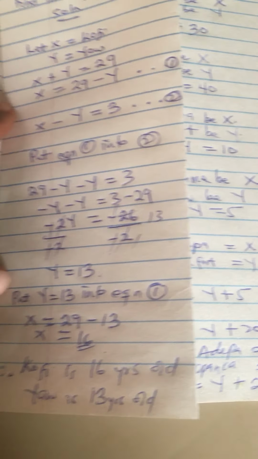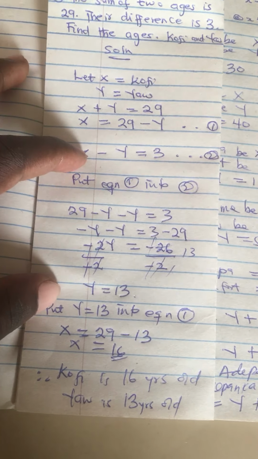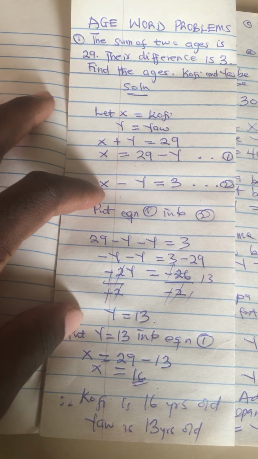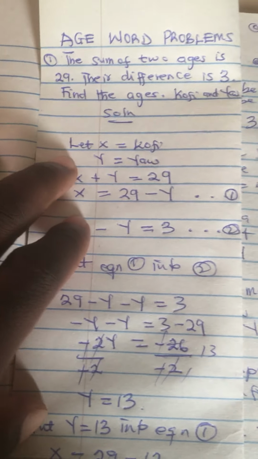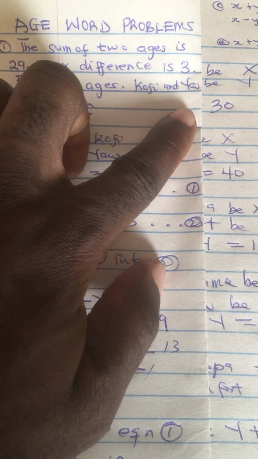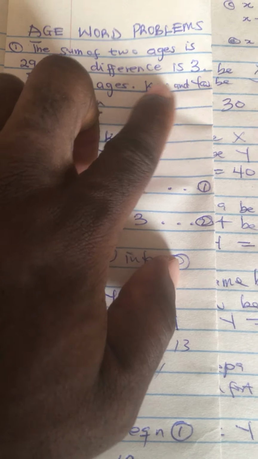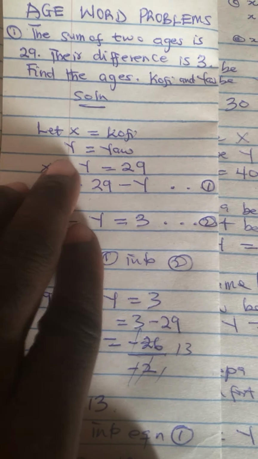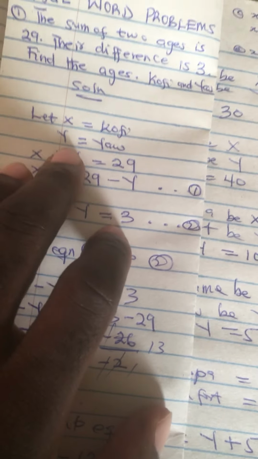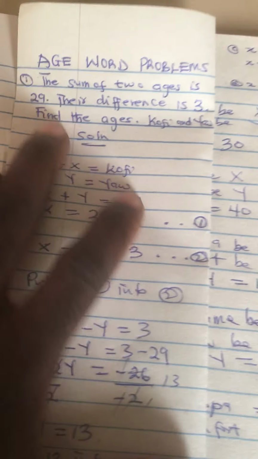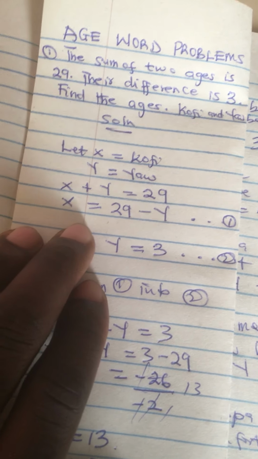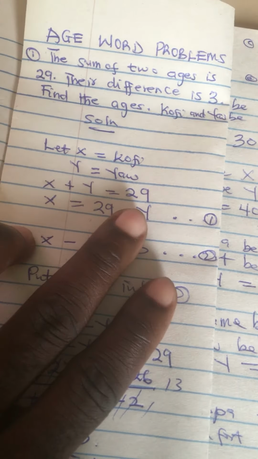So this is what we have done. We're given a question: the sum of two ages is 29, and their difference is 3. I told you always represent the first name with X and the second name with Y. Kofi was X and Yao was Y. Our first clue said that the sum of their ages is 29, and the sum is plus, so X plus Y equal to 29.